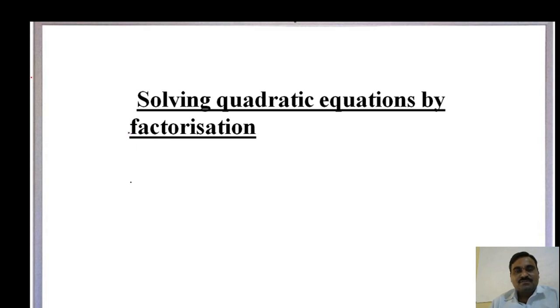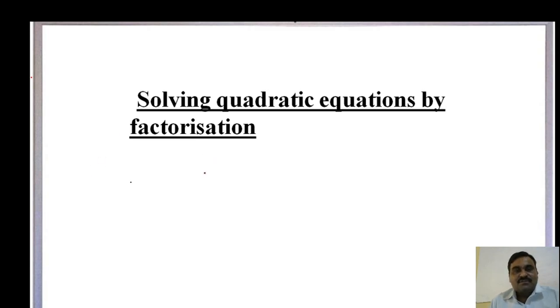In today's class, we are going to learn solving of quadratic equations. To solve the quadratic equation, we have three methods. One is the factorization method, next the completing the square method, and the formula method, which was given by Sridhar Acharya. Out of the three methods, the first one, the factorization method, let us discuss today.